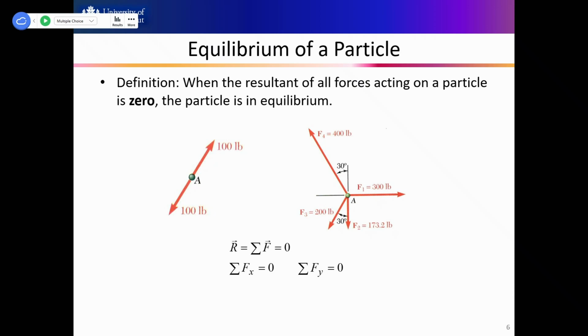Okay? Yes? What if only the summation of the x is equal to 0 and the y isn't? Do they have to both equal 0? Great question. What if the x component is 0, but the y component is non-zero? Is it equilibrium? No. If the y component is not 0, if the resultant of the y component is upward, then this particle will move upward, right? So that's not equilibrium, right? So the resultant of all the components should be 0. So that is equilibrium. Great question, thank you.